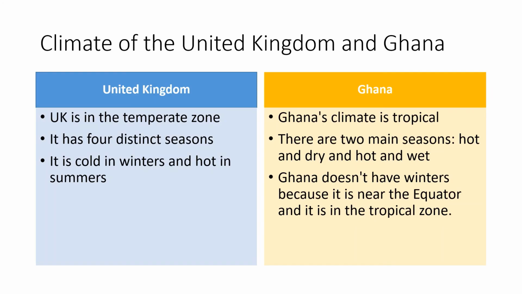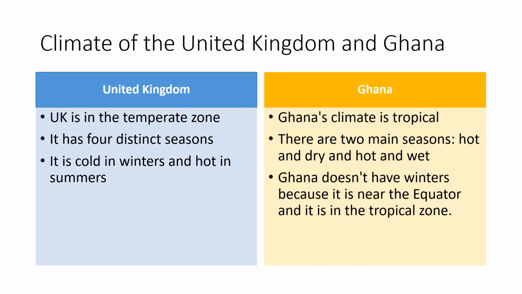Comparing climate of the United Kingdom and Ghana. United Kingdom. United Kingdom is in the temperate zone. It has 4 distinct seasons. It is cold in winters and hot in summers.